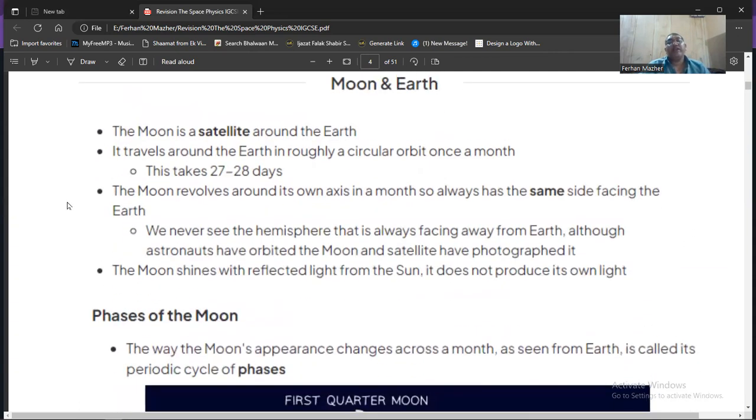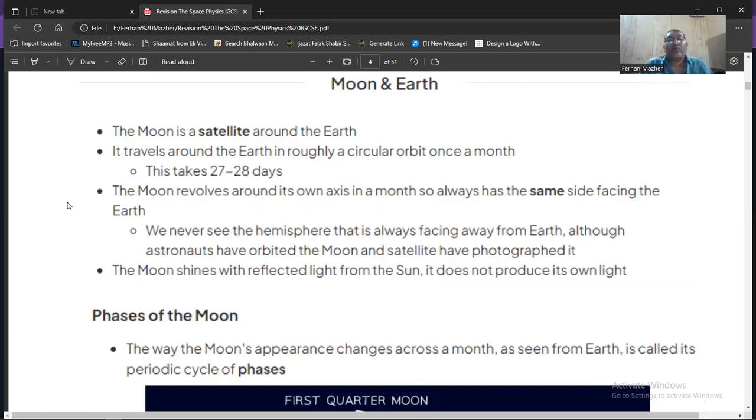Moon and Earth. The moon is a satellite around the Earth. It travels around Earth in roughly a circular orbit once a month. It takes 27 to 28 days. The moon revolves around its own axis in a month, so it always has the same side facing the Earth. We never see the hemisphere that is always facing away from Earth.